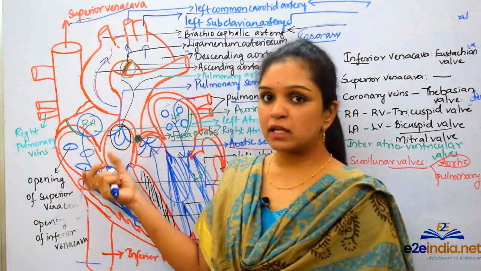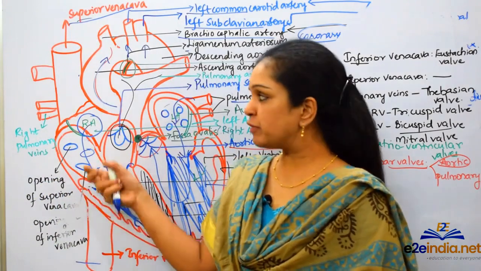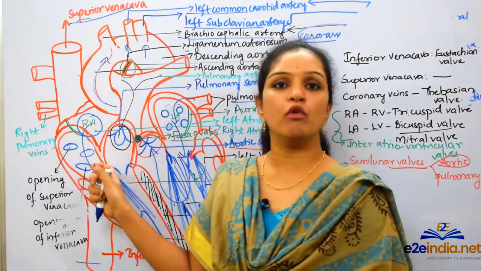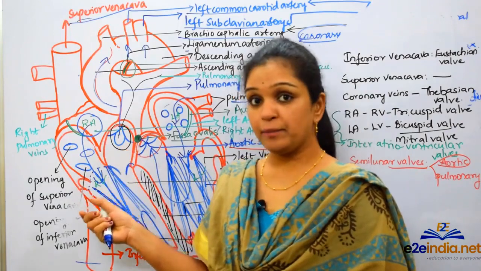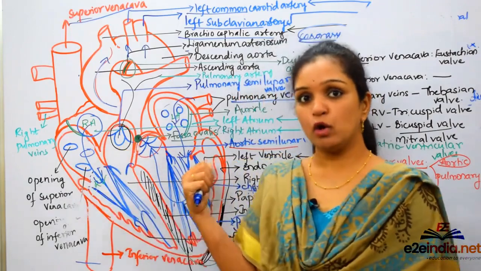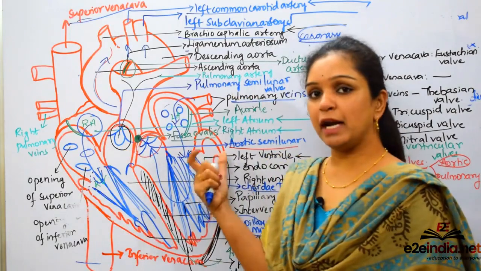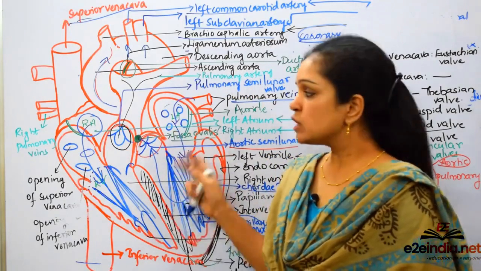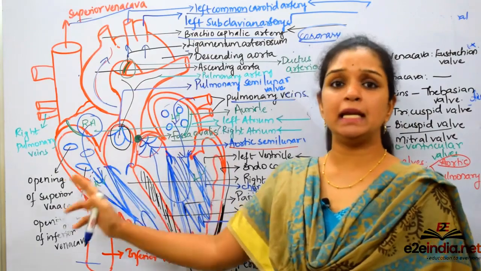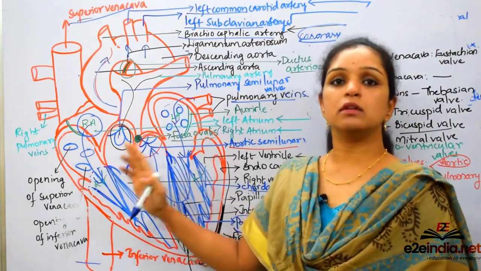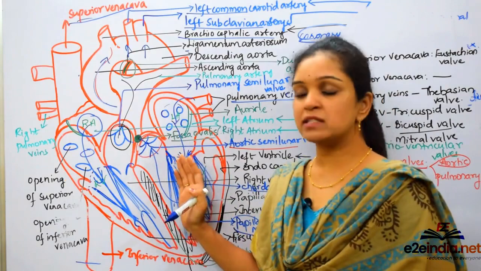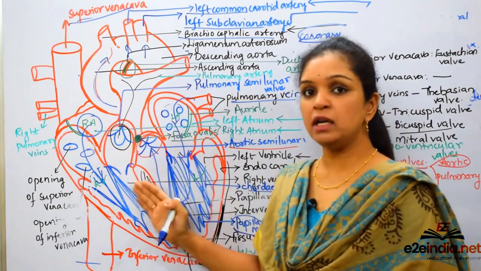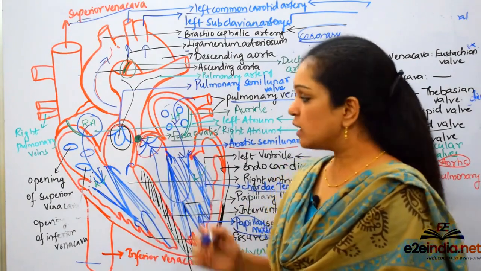So when the tricuspid valve opens, from the right atrium, blood will move into the right ventricle. When the bicuspid valve opens, the oxygenated blood will move from the left atrium into the left ventricle. So this activity is completely guarded by both valves on both sides in between the atria and the ventricles.